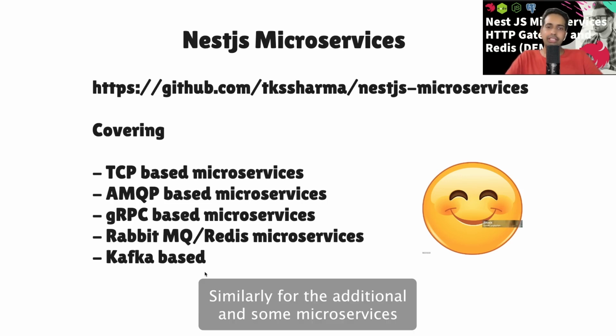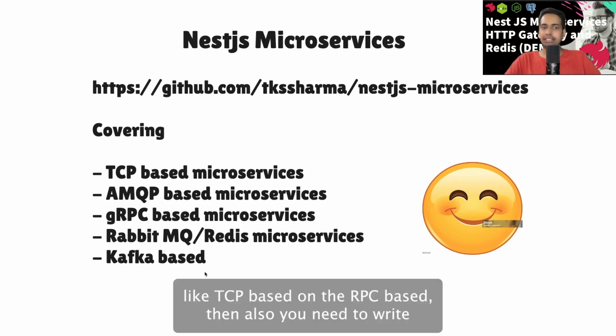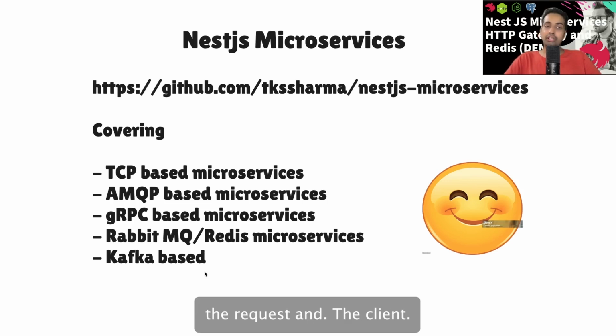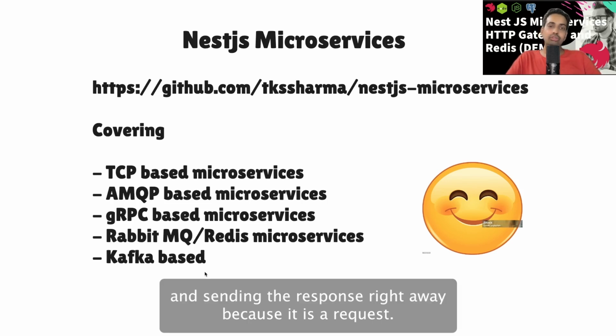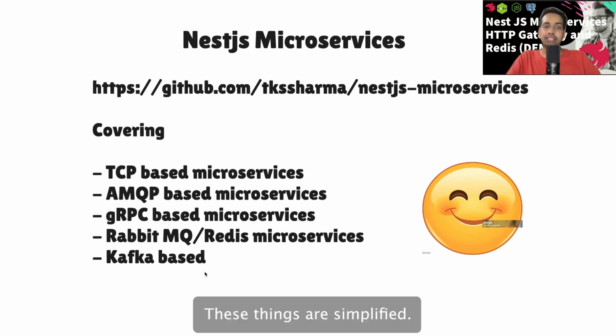Similarly for Redis and all, and some microservices want to communicate synchronously, like request and reply, such as TCP based and gRPC based. There also you need to write a lot of code at the server which is producing the request, and the client which is consuming the request and sending the response right away, because it's request and reply. But when you are using Nest.js microservices, these things are simplified.